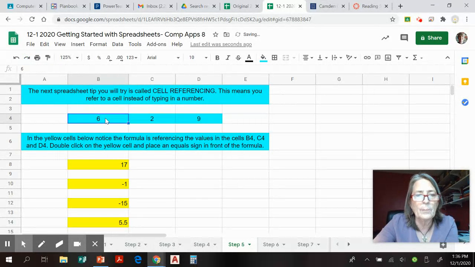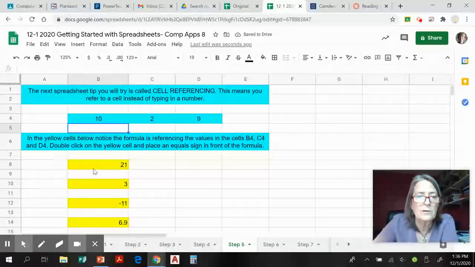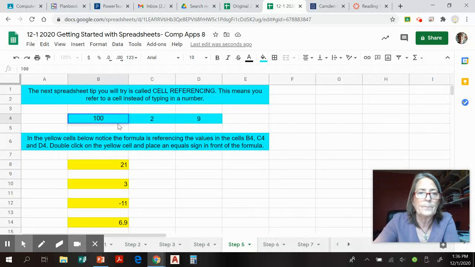When I change this number to a 10, and this is in B4, any of these formulas that have B4 in the formula, which they all do, are going to change because this number is no longer 6. It's now 10. Again, watch the yellow boxes once I hit enter. Changing that to a 10. All the numbers change because it's just saying whatever is in B4. I could change it to 100. Watch. See how the numbers change?